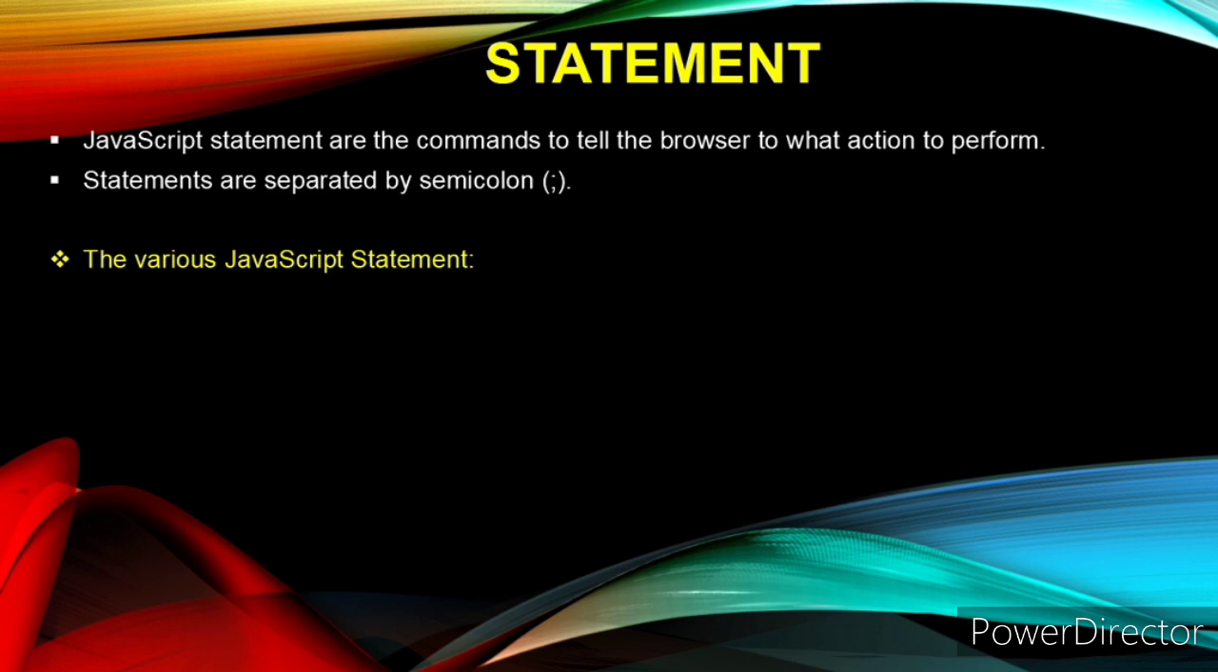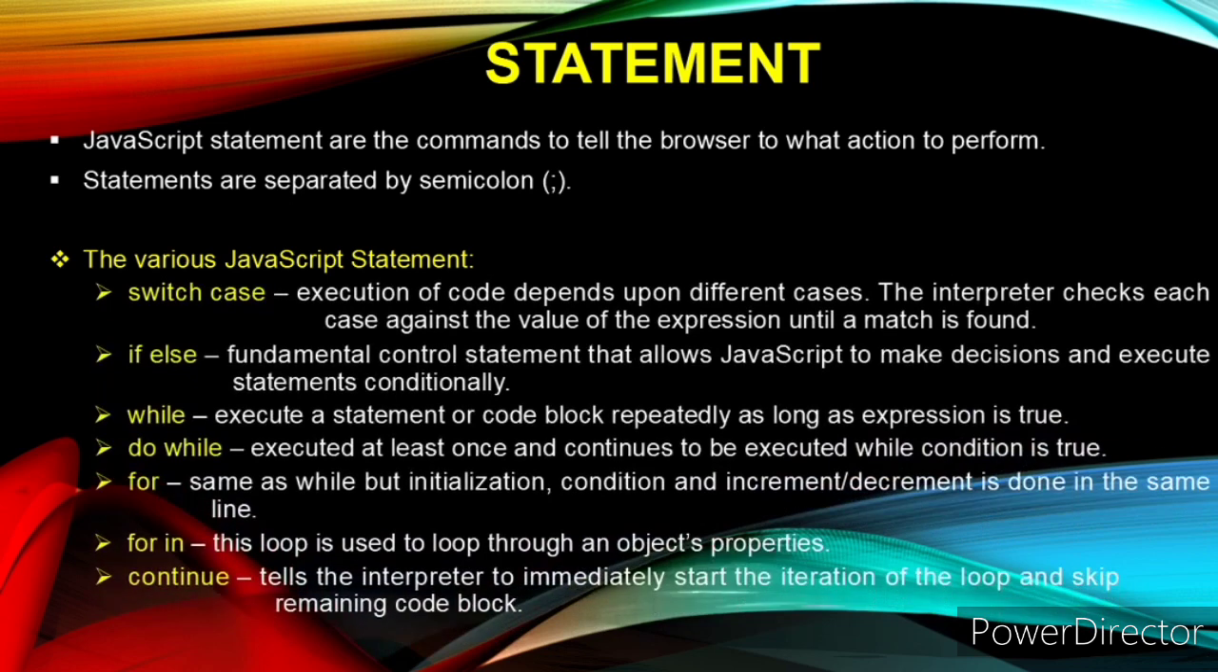The various JavaScript statements are: 1. Switch case. A block of statements in which execution of code depends upon different cases. The interpreter checks each case against the value of the expression until a match is found. If nothing matches, a default condition will be used.